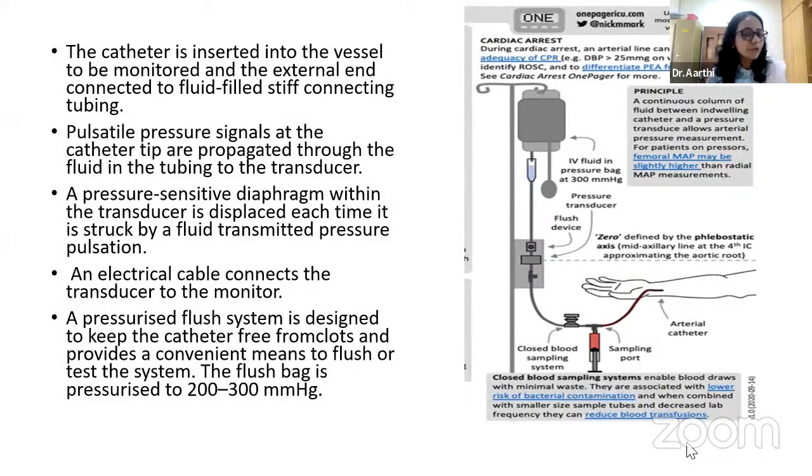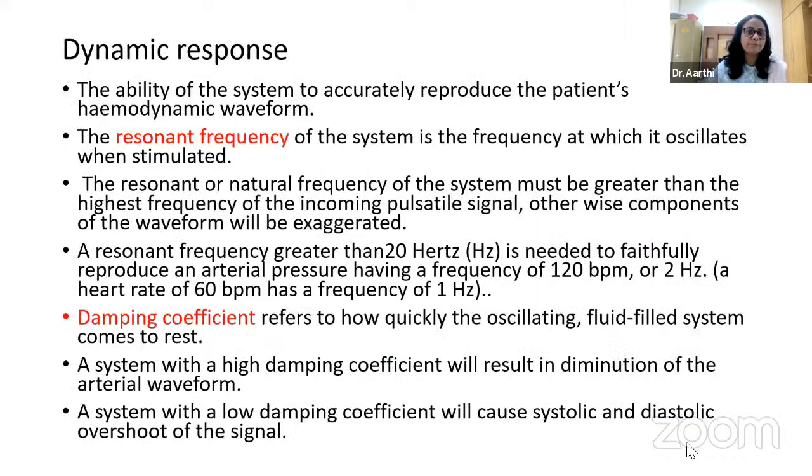So just to brush up on the arterial system, I'm not going to go into the details, just going to brush up the knowledge. It is a catheter which is inserted into an arterial access, either in the radial, brachial, femoral, etc., where it is connected to the fluid transducer system. That system has a pressure-sensitive diaphragm, which transmits the pressure changes to the monitor. And this is connected to a pressurized flush bag with a pressure of about 200 to 300 millimeters of mercury, to prevent clots and to allow the fast flush test.